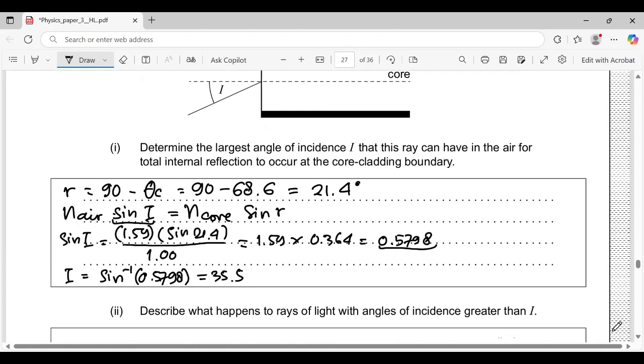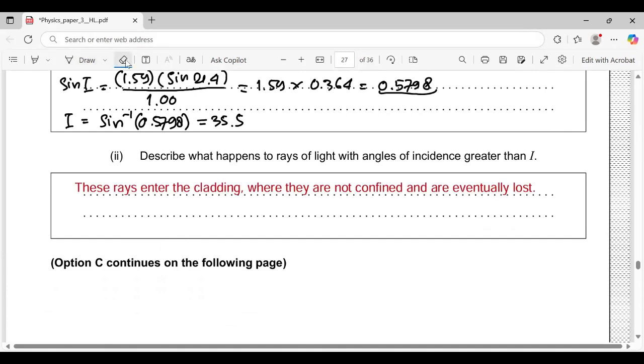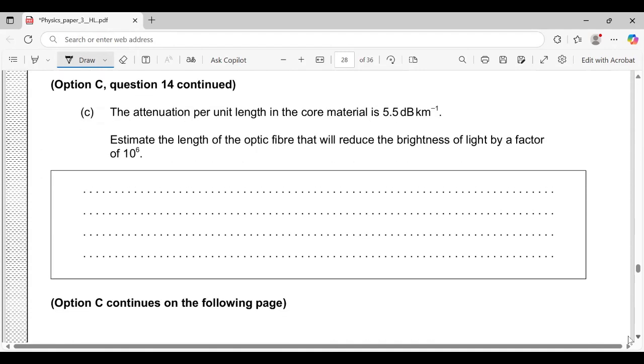So the next question: describe what happens to rays of light with angles of incidence greater than I. I have provided my answer for this question, and as we continue to the next question: the attenuation per unit length in the core material is 5.5 decibel per kilometer. Estimate the length of the optic fiber that will reduce the brightness of light by a factor of 10 to the power 6.